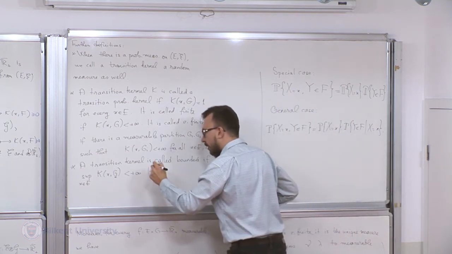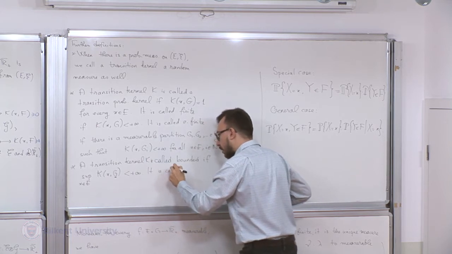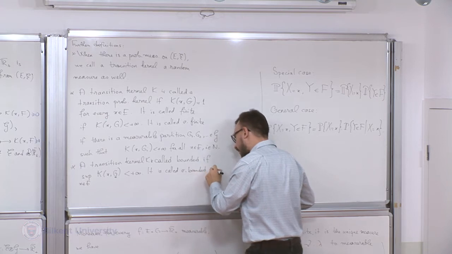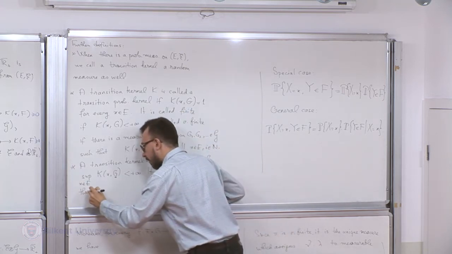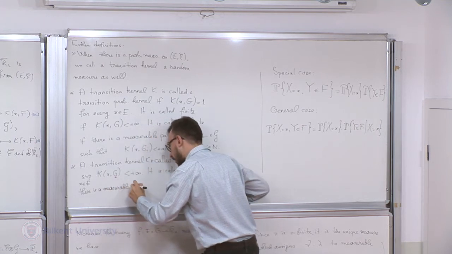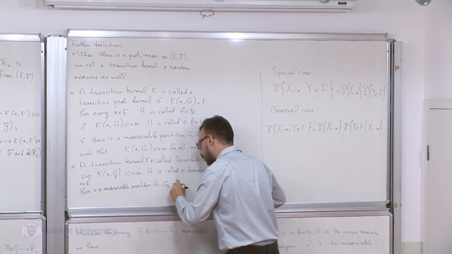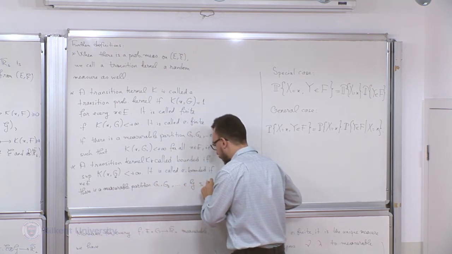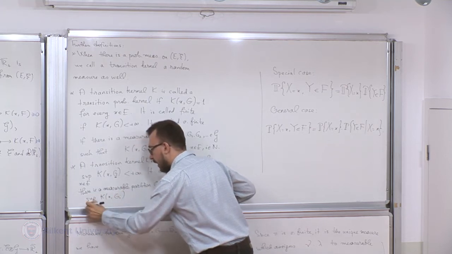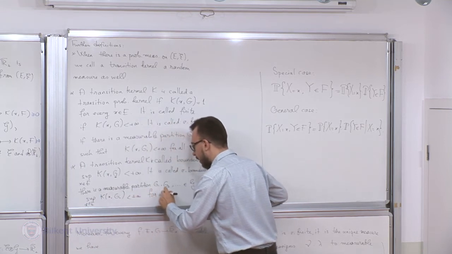A transition kernel K is called, let me say, sigma bounded if there is a measurable partition G1, G2, etc., such that the supremum over x of K(x, Gi) is finite for all i.